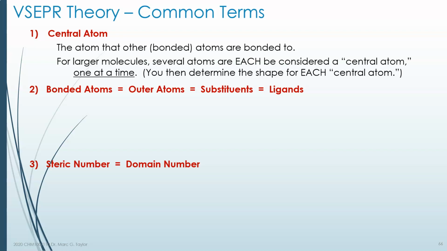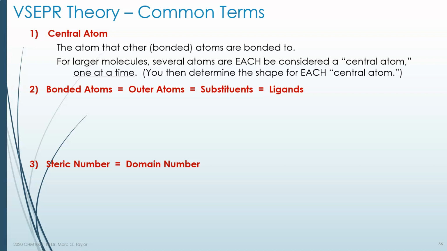And if you have a larger molecule, a number of different atoms can be considered the central atom, one at a time. So you would look at one atom and all the atoms attached to it, and look at the shape of that atom and its bonds. And then you look at another atom in there in order to determine the shape around that central atom. And we look at each atom's geometry independently in order to get the idea of the whole molecule's geometry or shape.